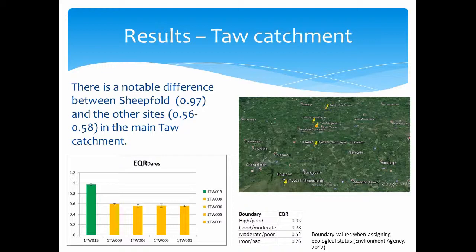On the right is a graph showing the phosphorus levels. As you can see, it's really small in the main Tor, but at Week there is a large phosphorus level, which, if you can see on the graph, is the smallest just by only a little bit, and that it has the lowest EQR score compared to the others in the Tor. Whereas Sheepfold is so minute in the phosphorus levels that the ecological status is good, and that is according to the boundary tables on the bottom right.